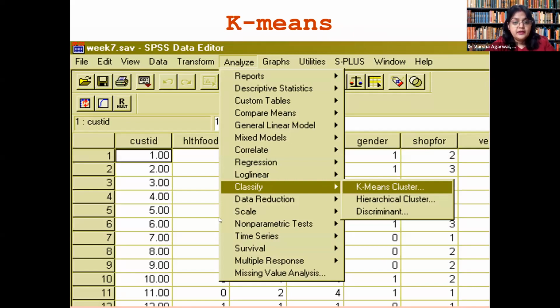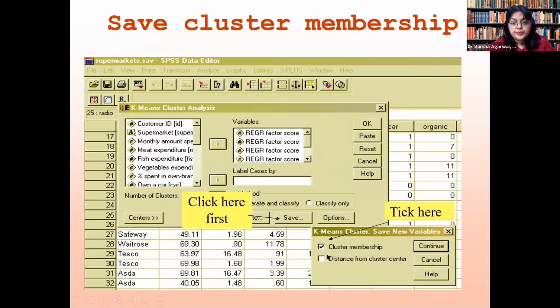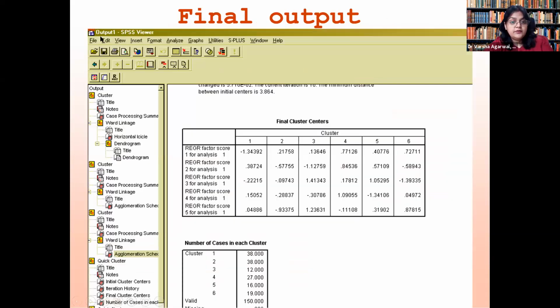So now I will go for the k-means cluster method, and then I will put here the number of clusters. You see here, number of clusters 6. I have just straight away entered. Okay, and the same variables I have taken. Cluster membership, save new variable. So cluster membership will tell me which case belongs to which cluster. So here you see, totally you have 5 factors, and now you have 6 clusters. Okay, so number of cases. In first cluster you have 38, second you have 38, third you have 12, fourth you have 27, fifth you have 16, sixth you have 19. So totally 150 cases you had in your data. In 6 clusters, this is how you have divided.